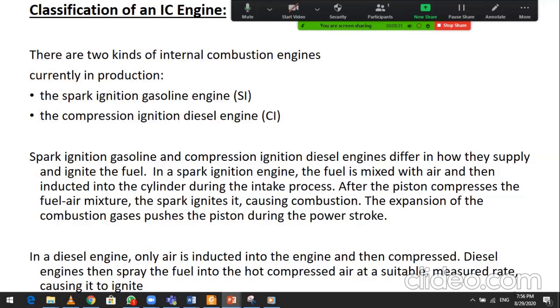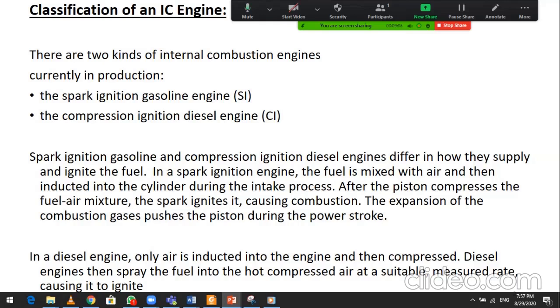The two different engines differ in how they supply and ignite the fuel. The supply of fuel and the ignition of the fuel are very different in both cases. In a spark ignition engine, the fuel is mixed with air and then inducted into the cylinder during the intake process. After the piston compresses the fuel-air mixture, the spark ignites it, causing combustion. The expansion of the combustion gases pushes the piston during the power stroke.